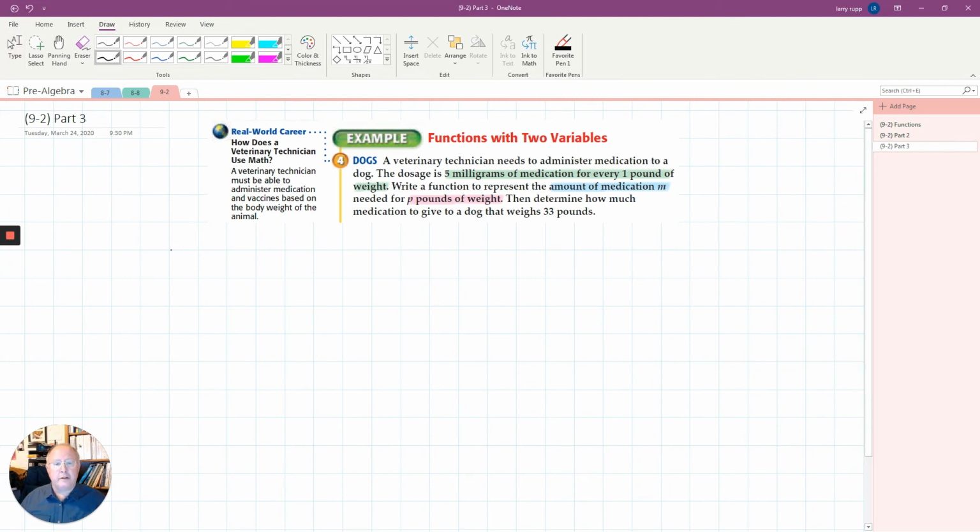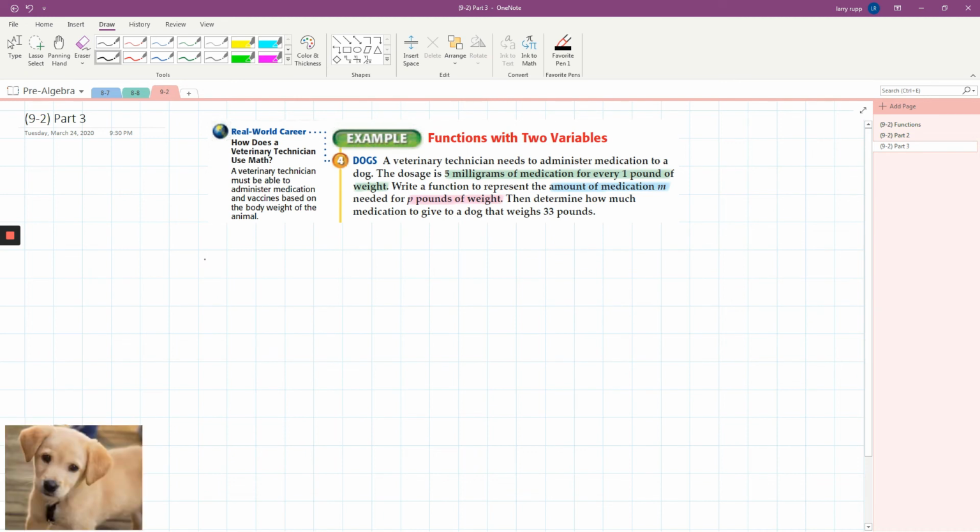All right. So a veterinary technician needs to administer medication to a dog. The dosage is 5 milligrams of medication for every 1 pound of weight of the dog. So write a function to represent the amount of medication, M, needed for P pounds of weight. And then we're going to determine how much medication to give a dog that weighs 33 pounds. Like the example states, this is a function with 2 variables, the amount of medication, M, and the weight of the dog, P.